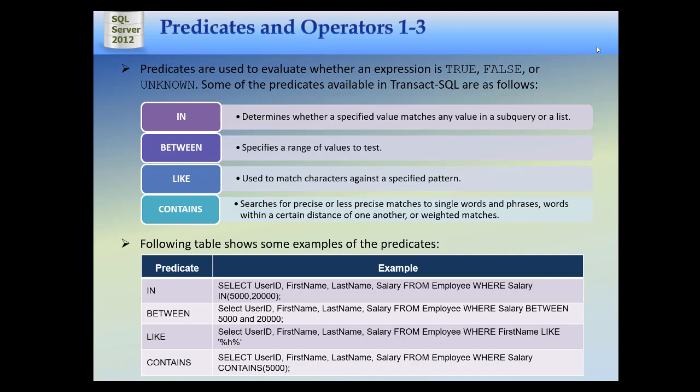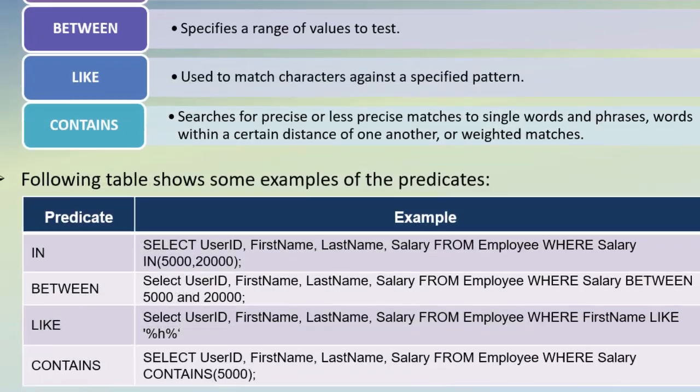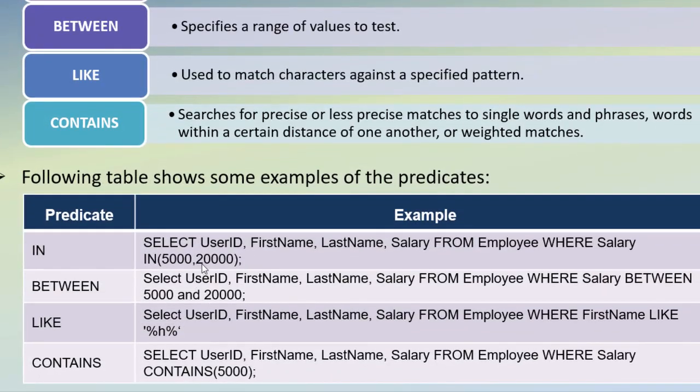So the first one is IN, and I would like to show you something here I had opened earlier on. So just give me one moment. Okay, so you can see we have this query here. It's a bit complex for now, but we'll understand what is happening. You can see the last part, where we are filtering on the employee job title. We want either a design engineer, tool designer, or marketing assistant. So you can see what is happening here. Now, if we revert back to the slides, that is what is happening here.